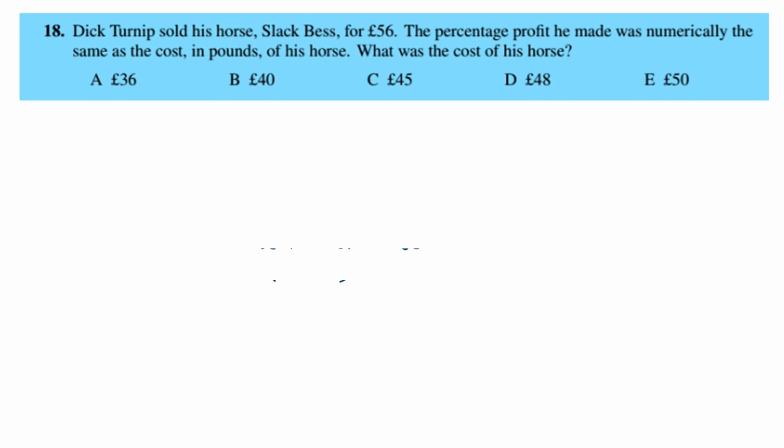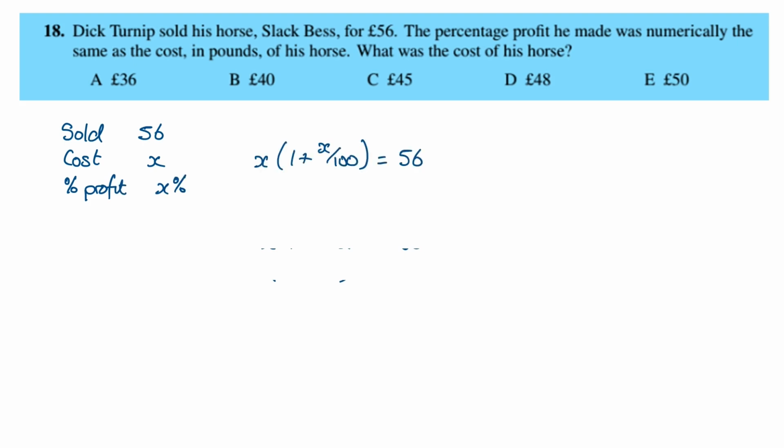So I've sold my horse for £56. The percentage profit I made, well, percentage profit is the difference between the amount I paid compared to the amount I sold it for. So let's say I bought it for X. Well, what I do know then is my percentage profit is X%. So therefore, I must be able to write that X times (1 plus X over 100) is equal to 56. And again, just to clarify the question, the percentage profit made was numerically the same as the cost. So that's why that's the same X there.